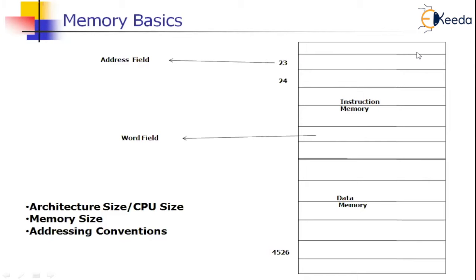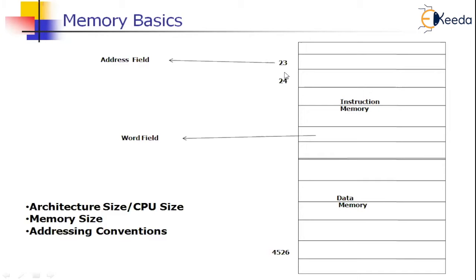If you have 10 locations, all these addresses must be in between 0 to 9. The first address, second address, third address, fourth address, till ninth address. So if the size of the main memory is total 10 words, the address part will be 0 to 9. So we'll be able to locate any of the locations by its specific address.